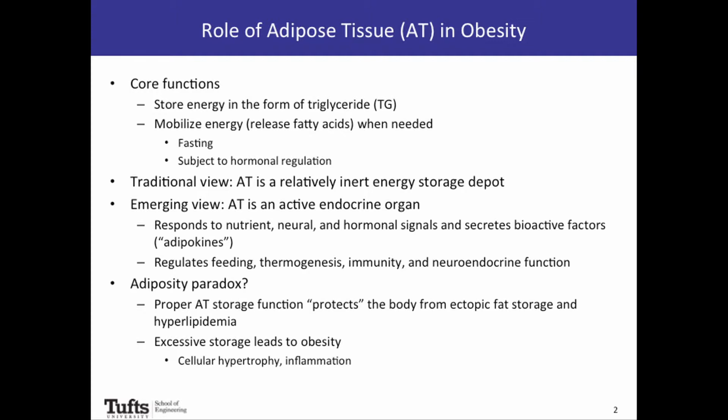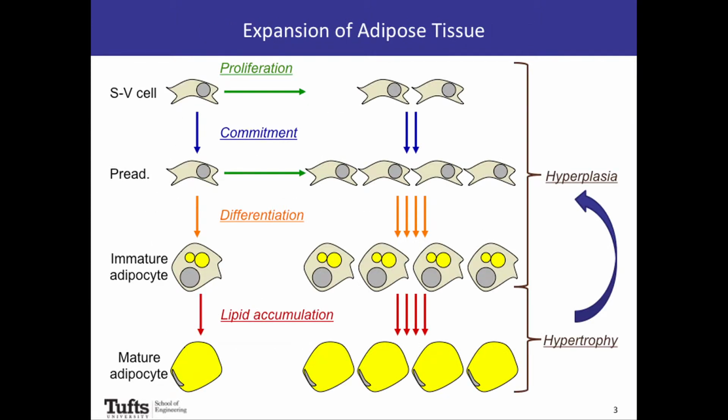However, recent emerging data indicates that adipose tissue is an active endocrine organ which responds to signals from other tissue types and actually secretes signals of its own. So this is a very familiar slide, which you saw just a few minutes ago. So I just want to give you a brief overview of adipose tissue biology for those of you who might not be experts in the audience.